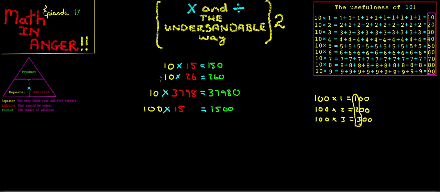So, when you're multiplying and your repeater is a 1 with a whole lot of zeros behind it, then you instantly know, whatever your additive is, whatever the thing is you're adding to itself, all you have to do in order to have the right answer is write down your additive and add the same amount of zeros as you've got behind your 1.